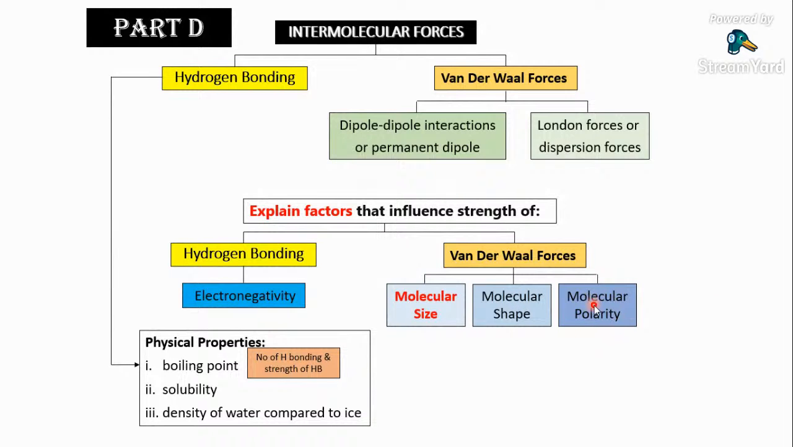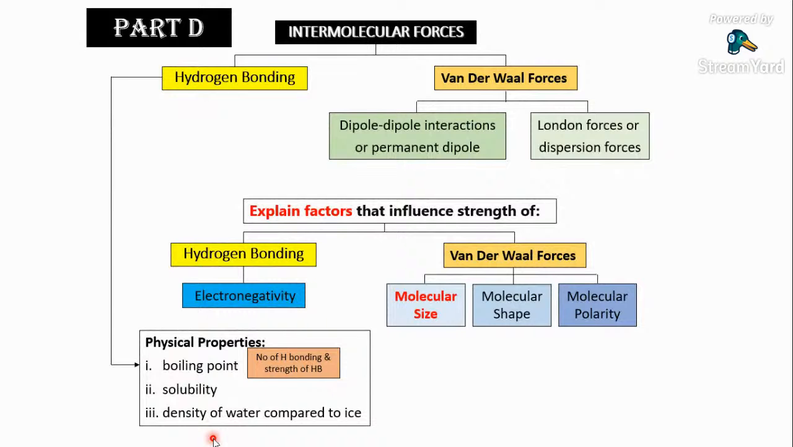This one is related with what we discussed just now, polar or non-polar. And then hydrogen bonding depends on the electronegativity, FON: fluorine, oxygen, and nitrogen atom. Based on the hydrogen bonding, we need to explain the physical properties for boiling point. The molecule with hydrogen bond has higher boiling point because hydrogen bond is definitely stronger than van der Waals forces. And then you have to explain the solubility and density of water based on hydrogen bonding.